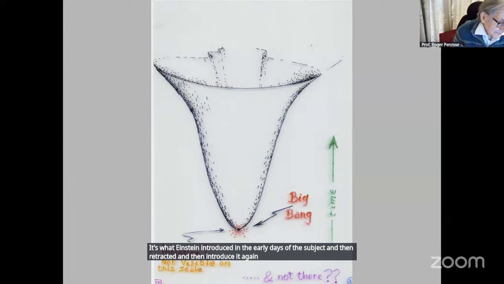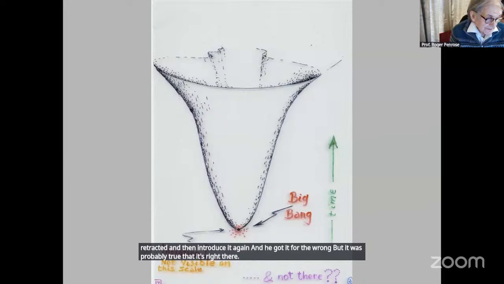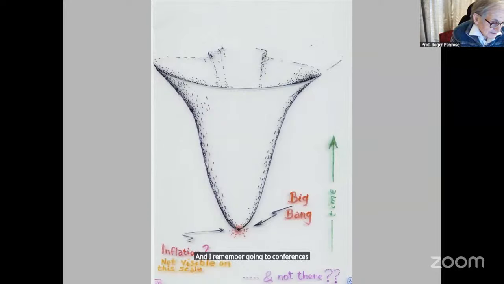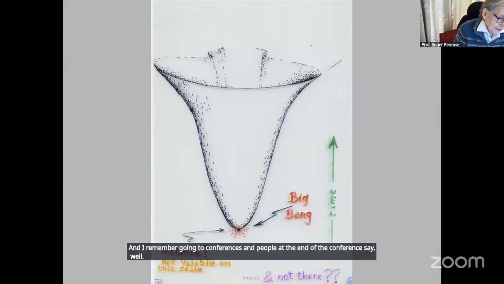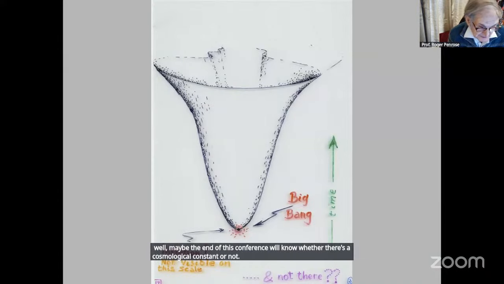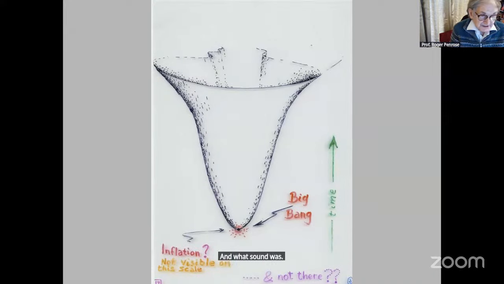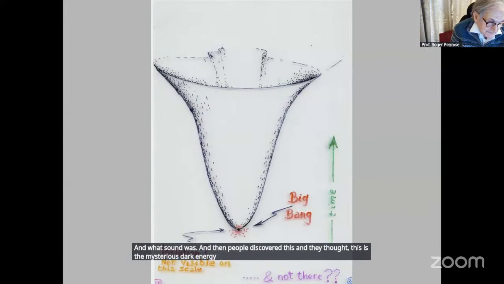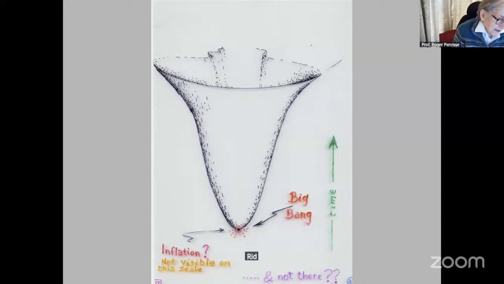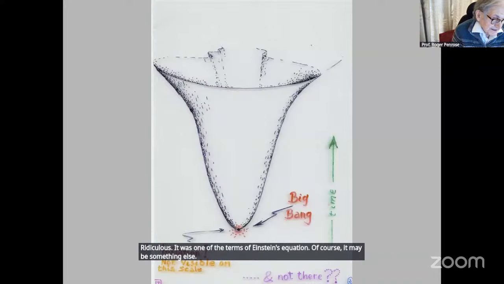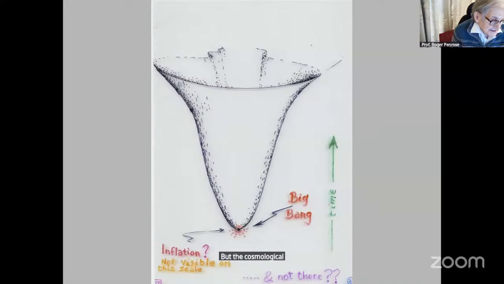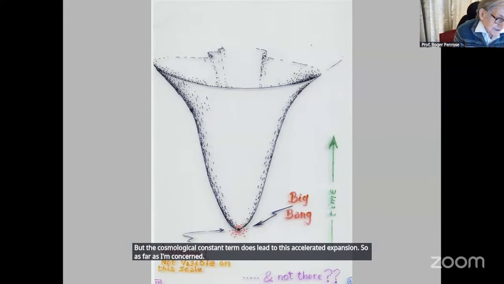And he got it for the wrong reason, but it was probably true that it's right there. And I remember going to conferences and people would say, at the end of this conference we'll know whether there's a cosmological constant or not, and what its sign was. And then people discovered this, and they thought, this is the mysterious dark energy that nobody had ever expected before. Ridiculous. It was one of the terms of Einstein's equation. Of course, it may be something else, but the cosmological constant term does lead to this accelerated expansion. So as far as I'm concerned, it's just the cosmological constant.